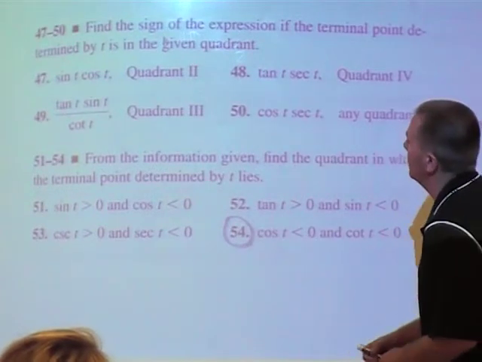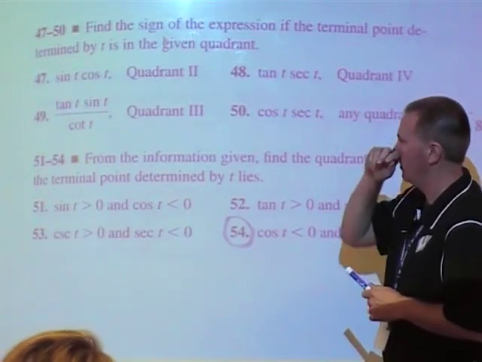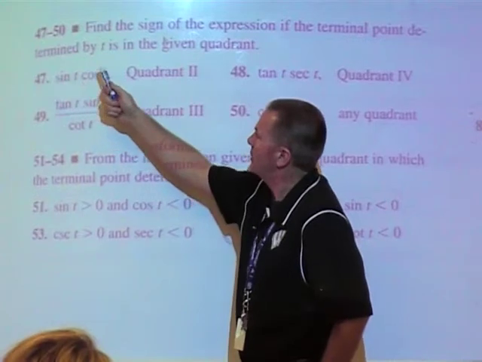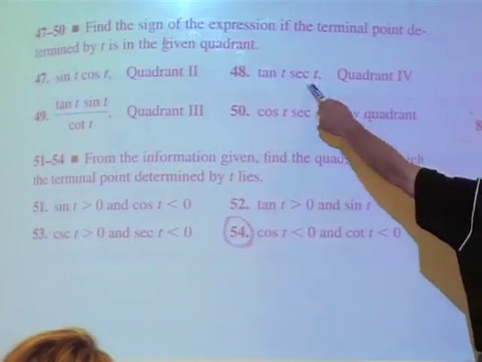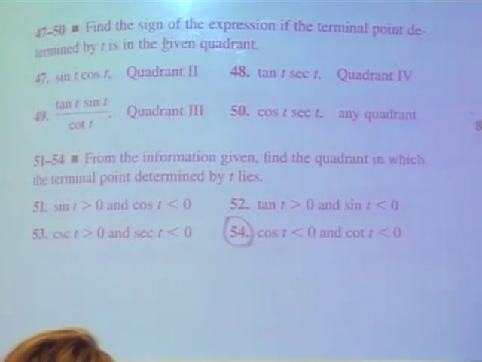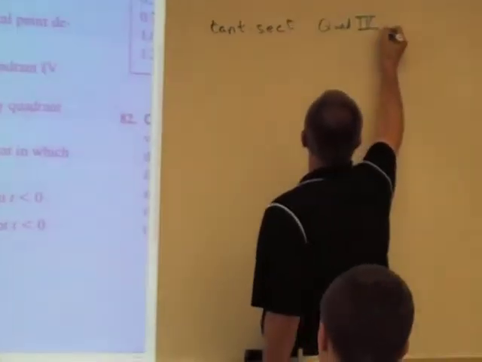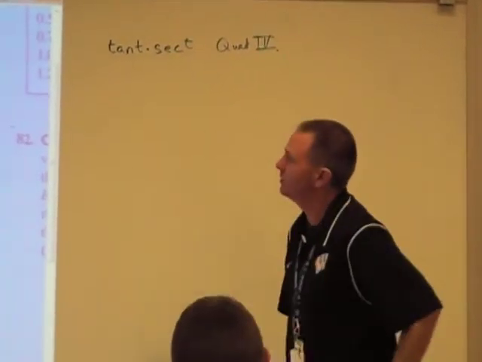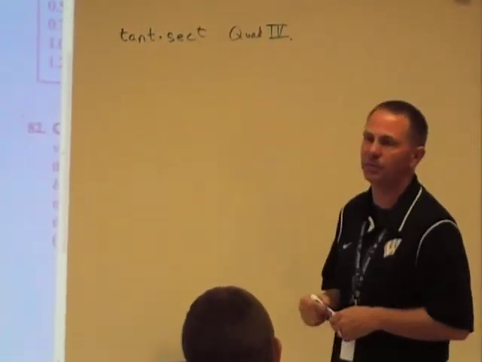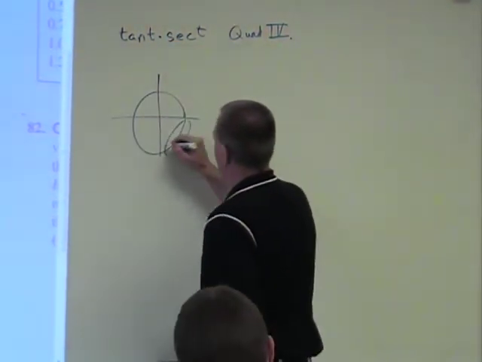Okay. Find the sign of the expression if the terminal point determined by t is in the given quadrant. This is the sine of t times the cosine of t. This is the tangent of t times the secant of t. Well, let's do this one since we've not dealt with that other formula. So here we have tangent of t times the secant of t, and it's in quadrant 4. We're in quadrant 4 here, right here.